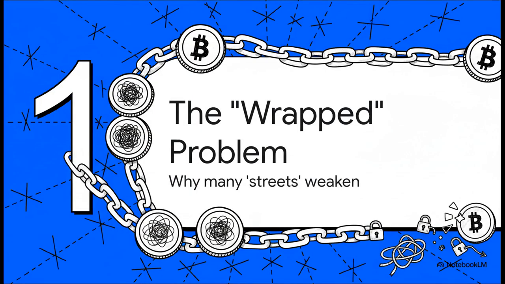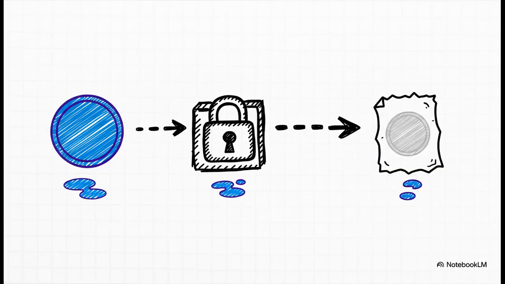Okay, so to really get why the KKV2 approach is such a big deal, we gotta look at how things used to be done, the old way. And that usually means dealing with something called wrapped tokens, which honestly can create more headaches than they solve. Yeah, think of a wrapped token like a photocopy.